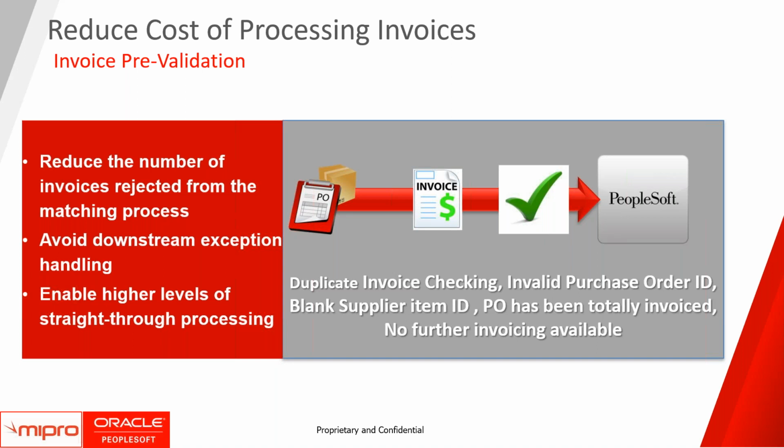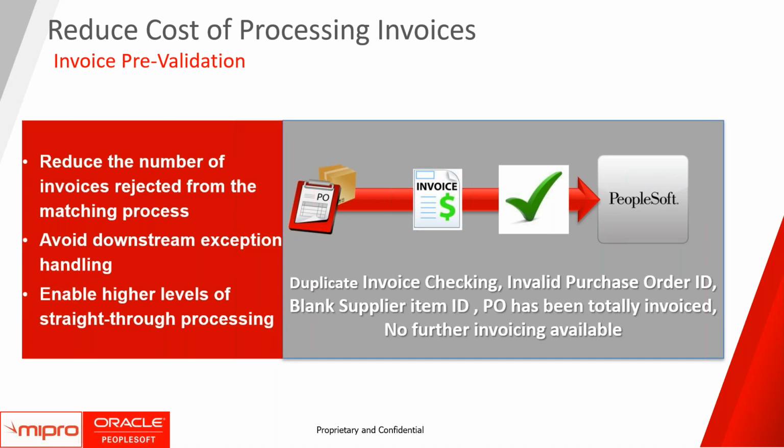But what it does is it allows you to address the exceptions right up front rather than waiting until we're further into the process. Examples of this would be duplicate invoice checking, invalid purchase order number, or blank supplier item IDs, etc. So these types of checks can take place during the time that your suppliers are loading these invoices. So it becomes a supplier responsibility to resolve these issues as opposed to waiting until they get further into the process and then we find them and have to pass that information back.